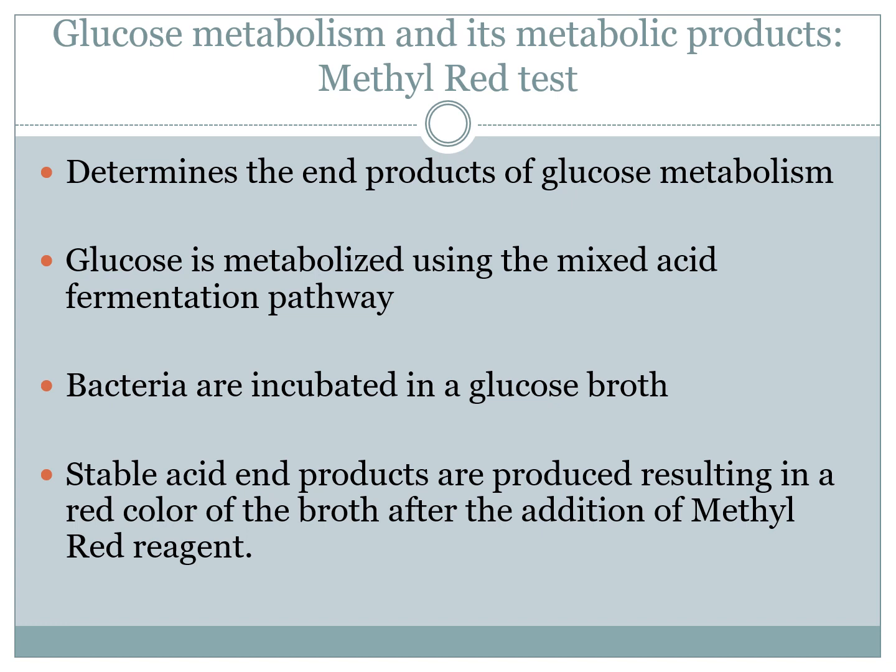The principle is this. If glucose is metabolized by mixed acid fermentation, stable end products result in a pH of less than 4.4, so your Methyl Red reagent will turn that tube red. So let me show you a picture of this in the next slide.